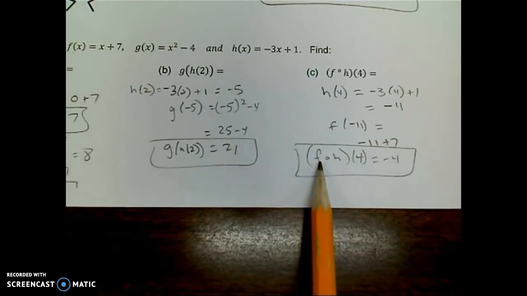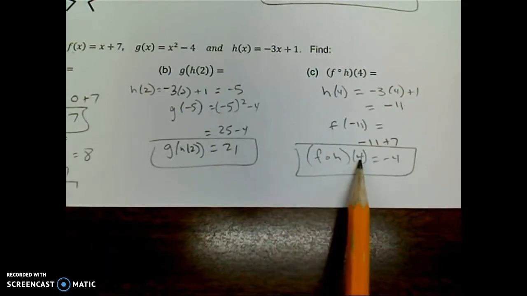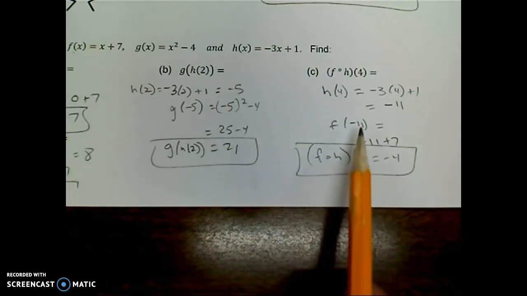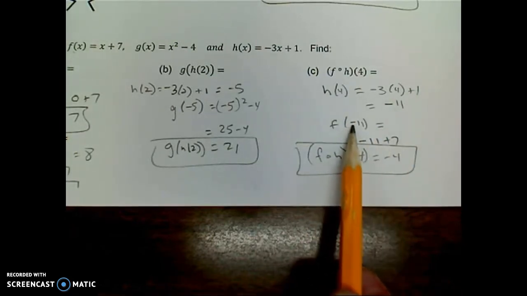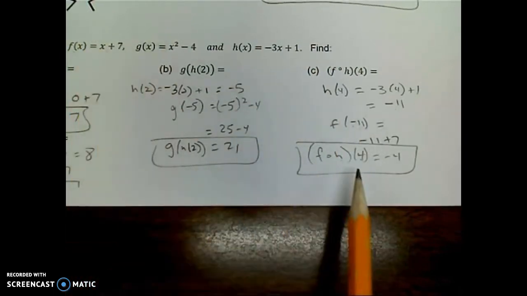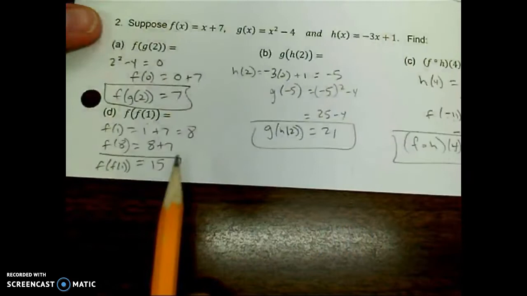When we have f of h of a number, that's more or less saying f of h of 4. So h of 4 gave us negative 11. Negative 11 plus 7, because that's the f function, gives us negative 4 for a value.